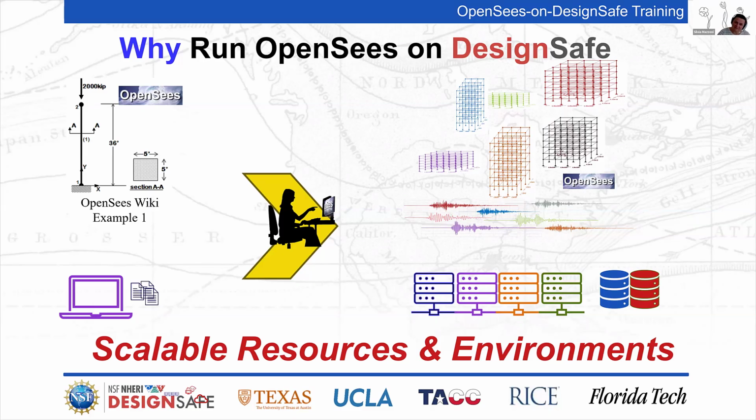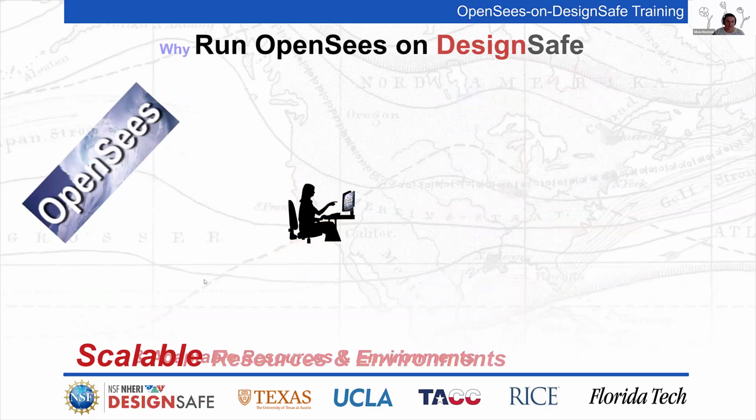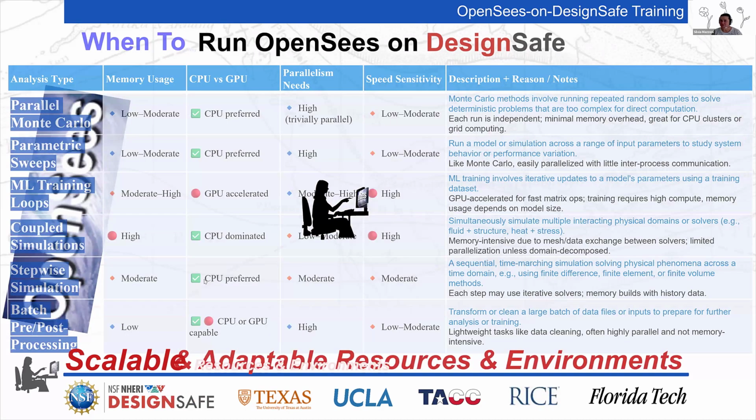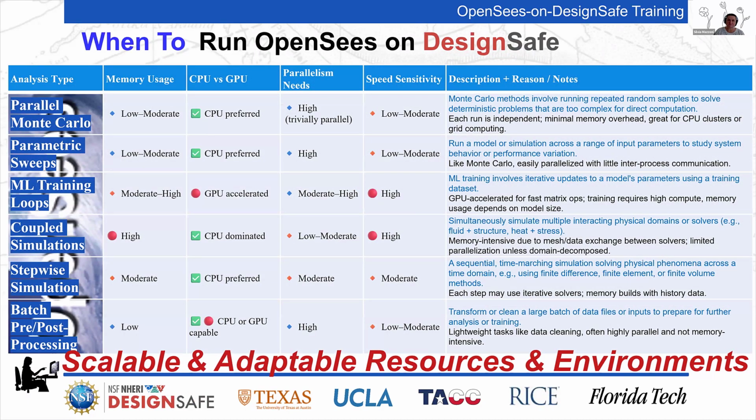All right. So we got these scalable resources as well as adaptable resources. As I was saying, we have many different types of processors and nodes. There's GPUs and CPUs. We've got large memory nodes, and we've got cheaper, faster nodes. So it really depends on the type of analyses and what your needs are.